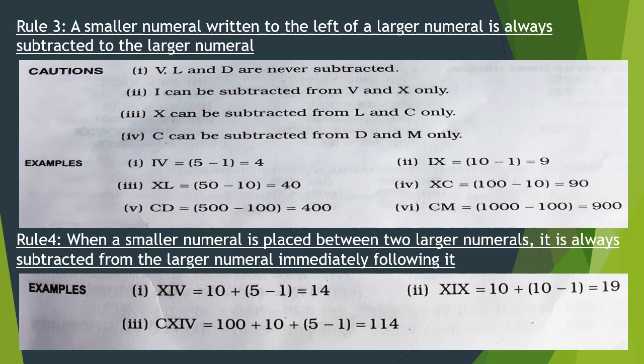Similarly, it is CXIV, which is again C is 100, X is 10, IV, which is 5 minus 1, that is 4. So the answer is 114. We have another example, XIX. X means 10 and I means again 1 and X is 10. So we'll write 10 plus 10 minus 1, which is 19.